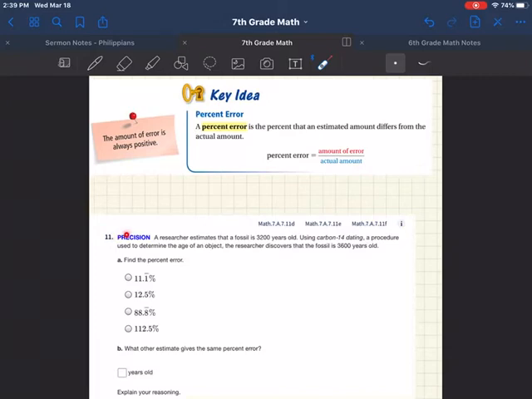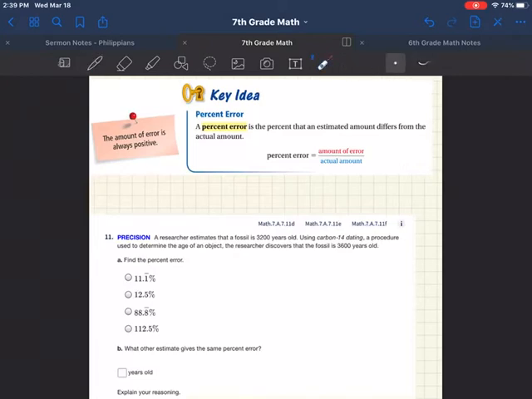We had a question about number 11, which is a good one to use here as an example. And note over here that the amount of error is always positive. So you can either overestimate or underestimate. You could have the exact same error, which we're going to see, whether you overestimate or underestimate. That will make more sense if you continue to pay attention here.